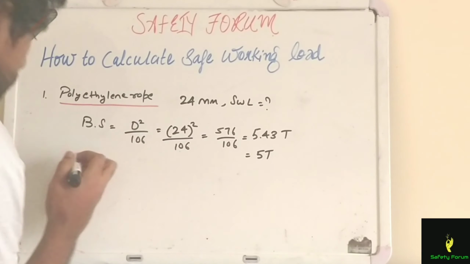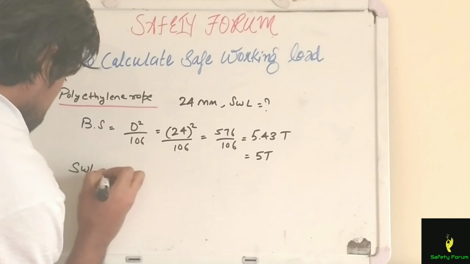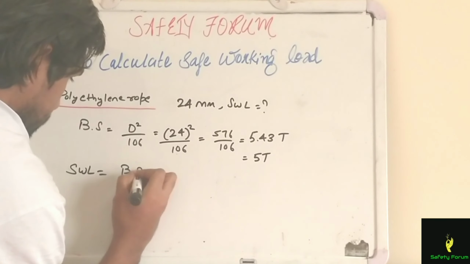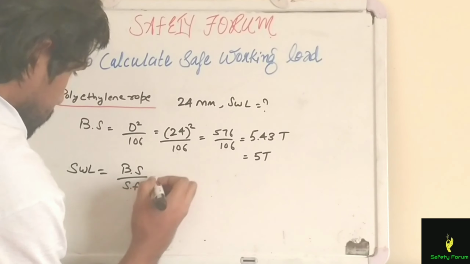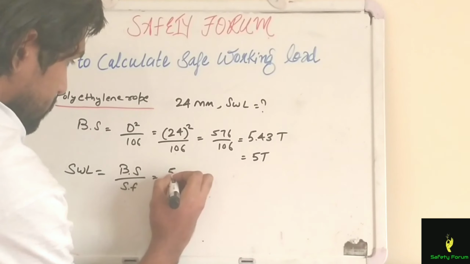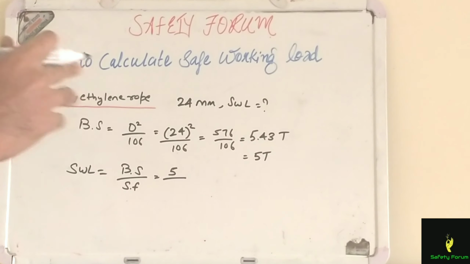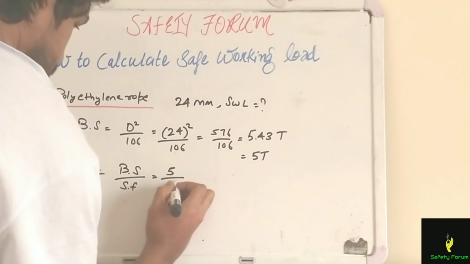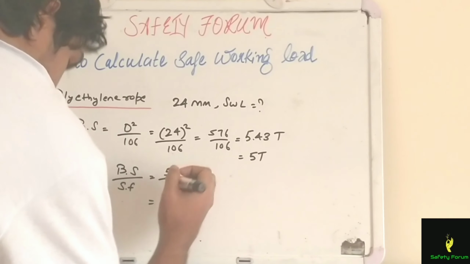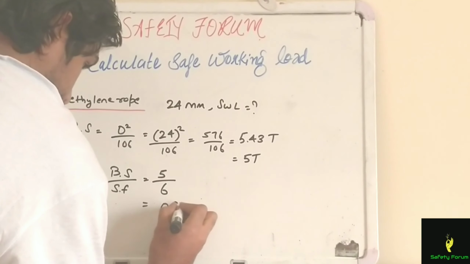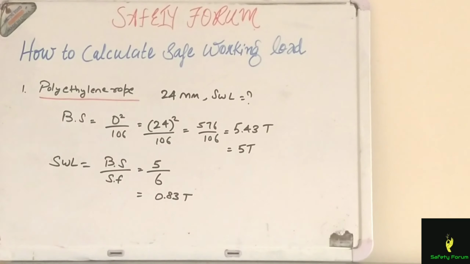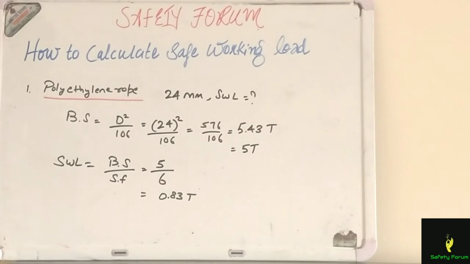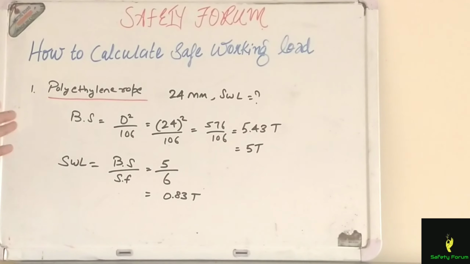So now we will be seeing how to calculate the safe working load, which will be the breaking strength divided by the safety factor. So our breaking strength is 5 tons. We will be putting 5 divided by the safety factor. We will be implementing it, and you will be getting 0.83 tons. So this is the safe working load for the polyethylene rope.